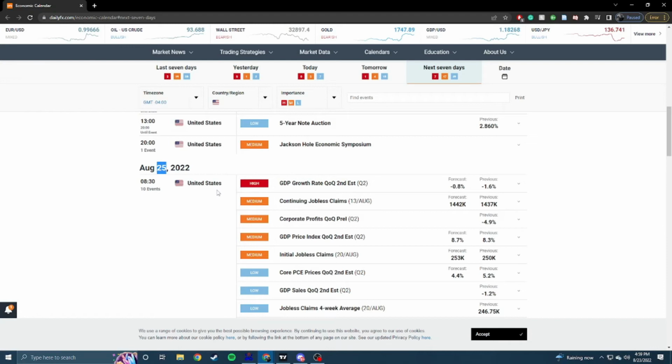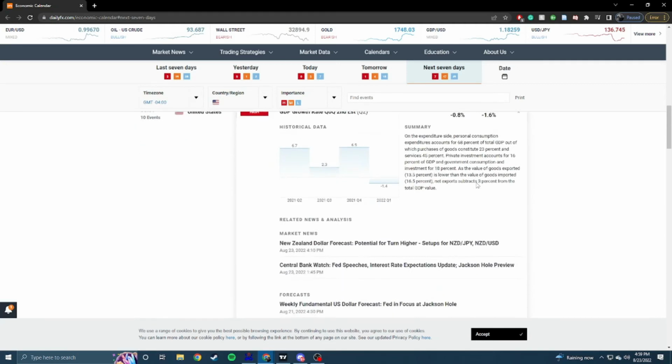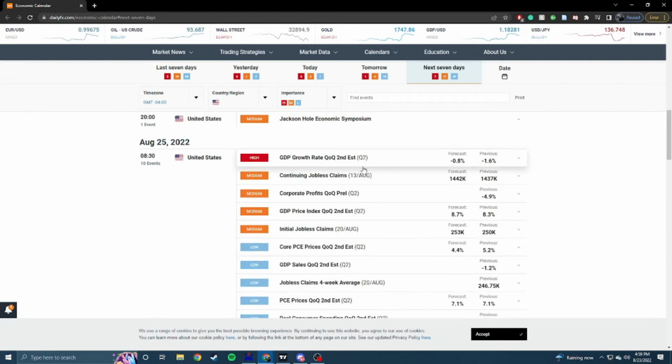So the 25th is Thursday. Okay, so GDP growth rate. GDP essentially is a measure of a country's gross domestic product. It's a countrywide measure. So this might have market-wide consequences. So this is definitely something to keep track of. This is on the 25th, so on Thursday.